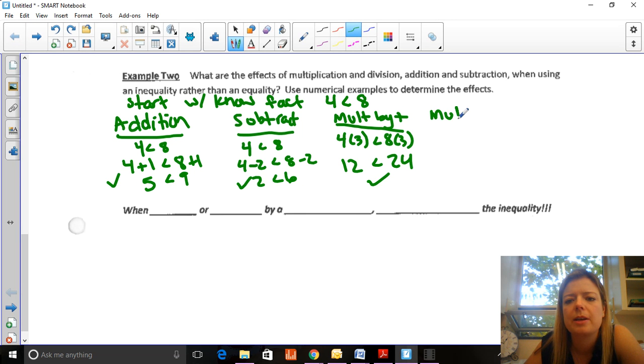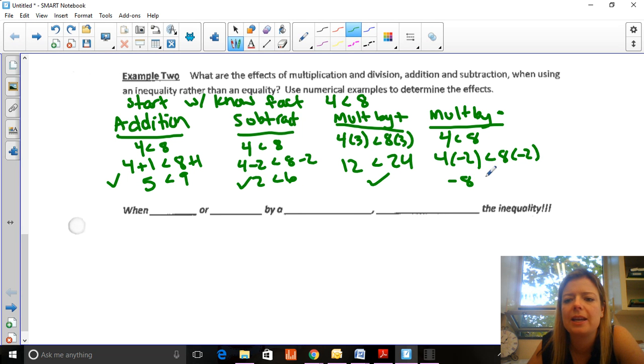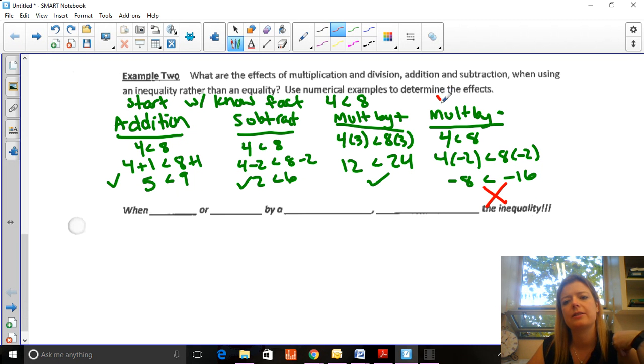What happens if I multiply by a negative number? Okay, so 4 is less than 8. And what happens if I multiply both of them by, let's say, negative 2? Then I would have negative 8 is less than negative 16. And that is not true. Negative 8 is not less than negative 16. So for this one, we have a problem.